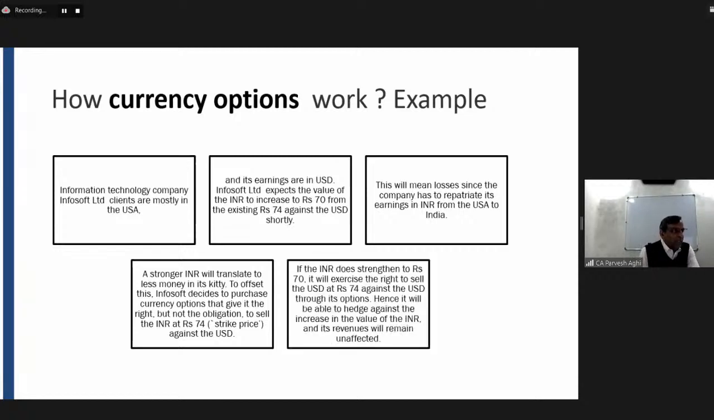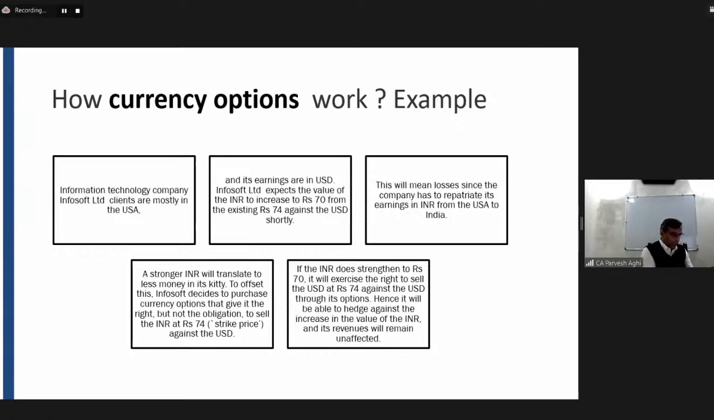If the INR does strengthen to 70, you will exercise the right to sell the USD at 74. Now it happens that the rupee goes to 70, so you're going to get your money at 70. You don't like that. Since you have taken an option contract, you're going to exercise the right to sell your US dollar at 74, because you have gone to the stock exchange and got a contract with someone to sell dollar at 74 to him. Now the rate is 70, so you say, I'm going to exercise my contract, here are my dollars, give me 74 rupees. The other guy has to accept because he has taken the contract at 74 against the US dollar. Hence it will be able to hedge against the increase in the value of the INR, and its revenues will remain unaffected. So it's very important.